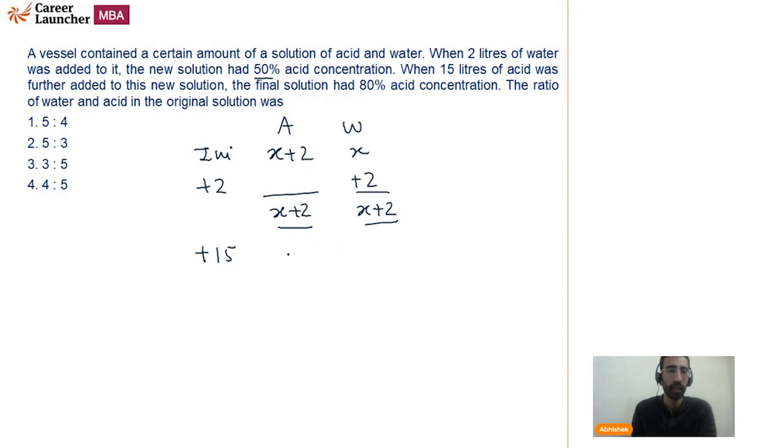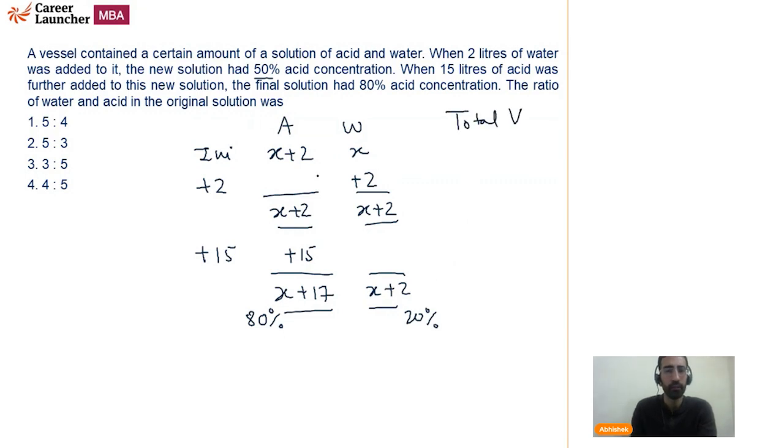So 15 liters of acid added, net acid will end up being X plus 17, and water of course doesn't change, X plus 2. So that's 80%. This forms 80% of the solution. This forms 20% of the solution. We can solve from here, right? We could also have solved using options. We'll come to that later. Total volume initially was 2x plus 2. And of course, now at present, after all the additions, the total volume is 2x plus 19.